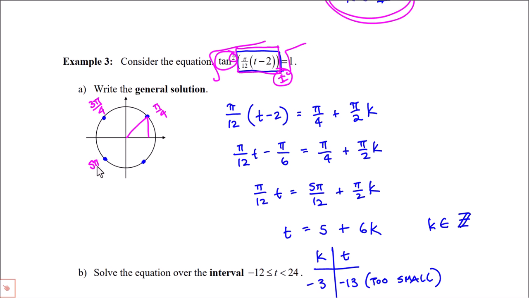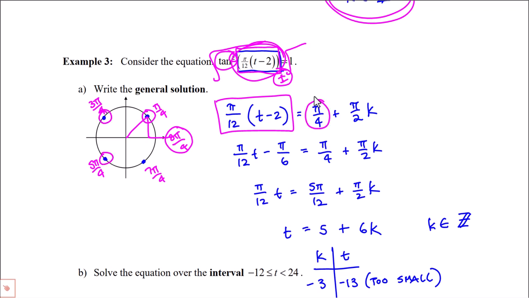5 pi over 4, 7 pi over 4. And if I go to 8 pi over 4 just to double check, yep, that's 2 pi. That's where that should be. So then here's that expression. And again, because it's plus or minus, and it's pi over 4 or 45 degrees, I can take this one angle and add pi over 2, pi over 2, pi over 2, pi over 2, over and over and over again.